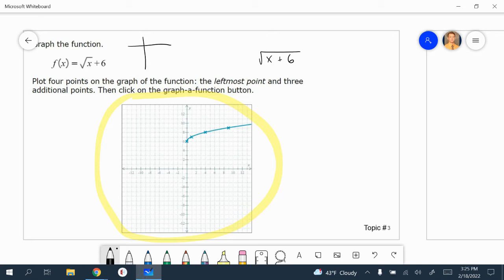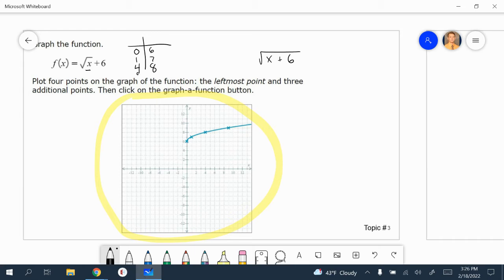So I need to think about some things that would be allowed. What's the smallest number that you can think of that would work under that radical? Well, I know 0 is the smallest number that works under that radical. And if it was a 0, then we would be at 6. Let's assume that it was a 1. The square root of 1 is 1, plus 6 would be 7. I'm going to go for a number that's a perfect square. So if I plugged in a 4, for example, the square root of 4 is 2. 2 plus 6 is 8.